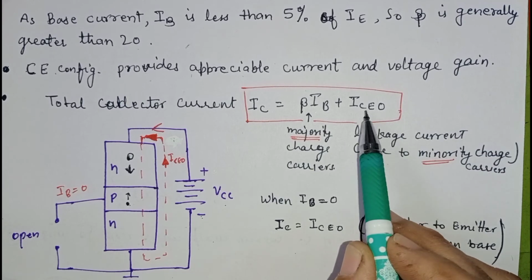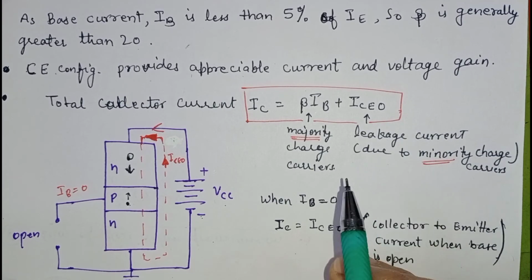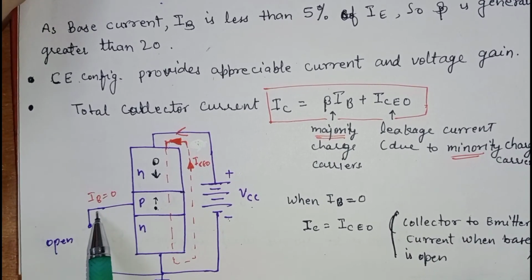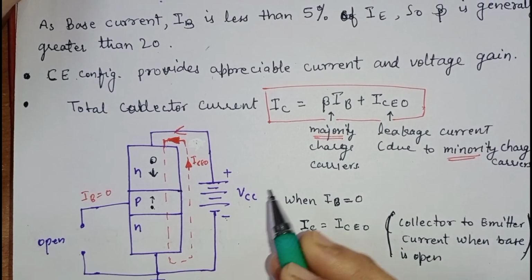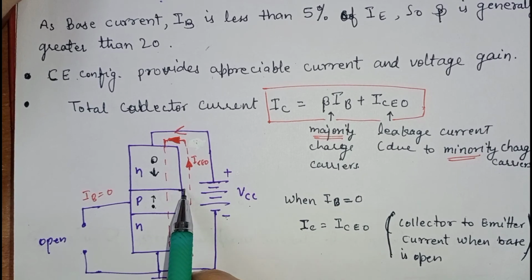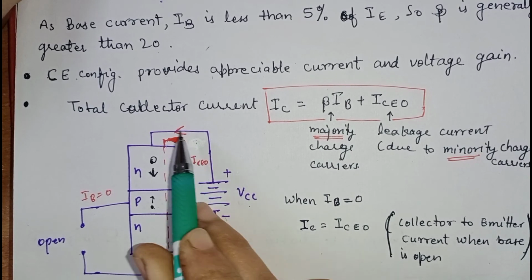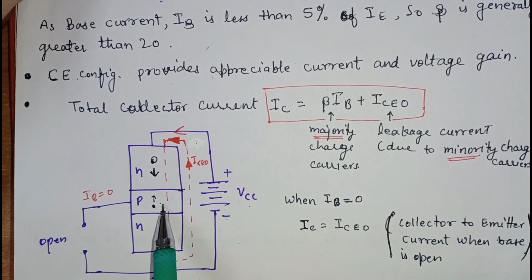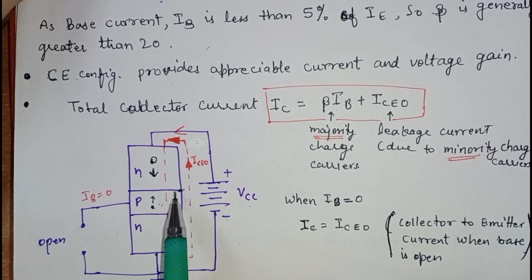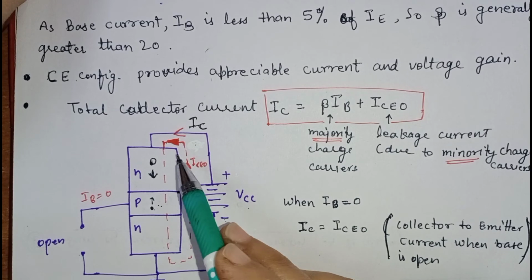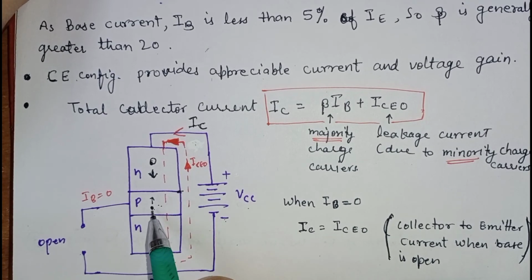This is collector to emitter current when base is open, and when base is open, IB will be equal to 0 and only the battery in the circuit is VCC. According to this battery, this collector region is reversed bias because positive terminal is connected to N region and negative terminal is connected to this P region, means base. So this is reversed bias, and in reverse biasing it will act as a reverse bias diode, so only the leakage current flows.